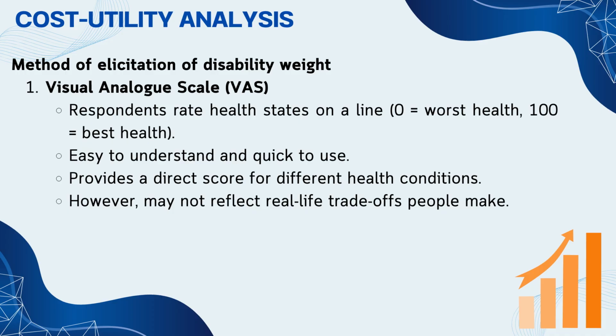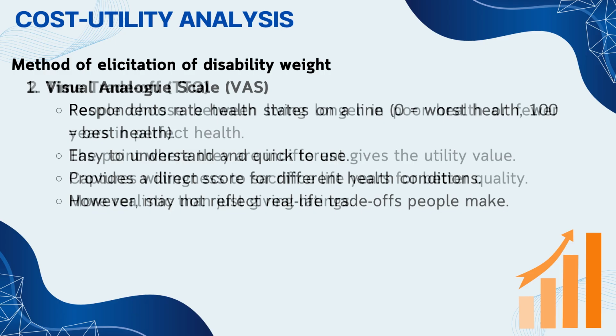One way to measure utility weights is the visual analog scale. Here, respondents rate a health state on a line from 0, the worst health, to 100, the best health. It's very easy to understand and quick to use. However, the limitation is that it may not reflect real life trade-offs that people face.